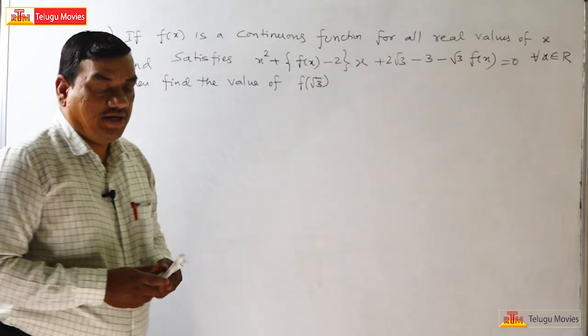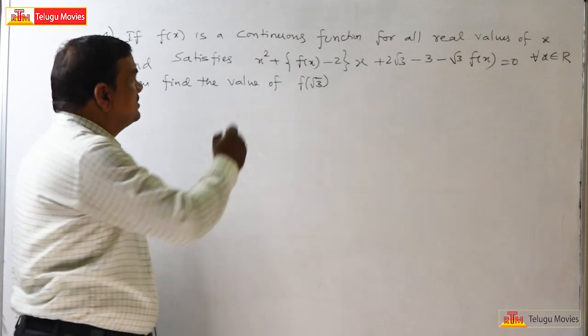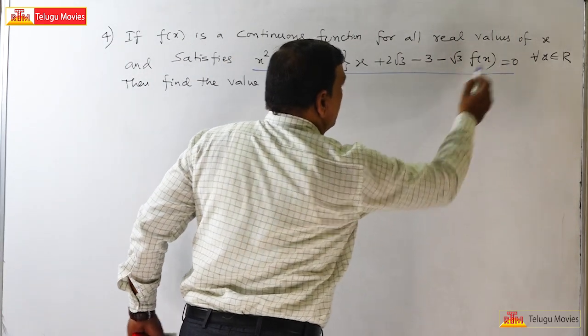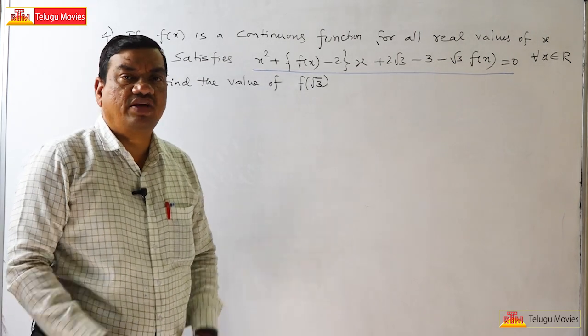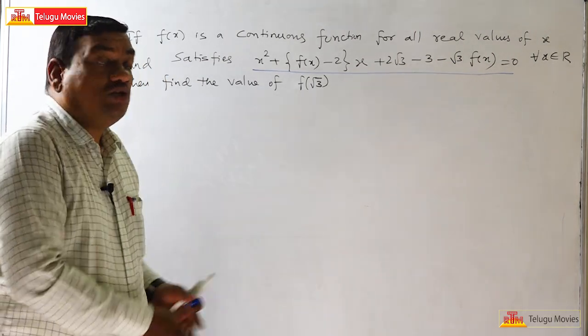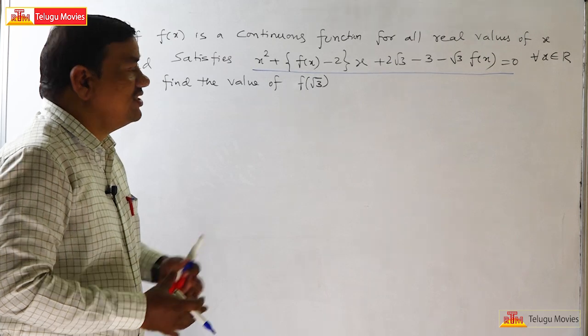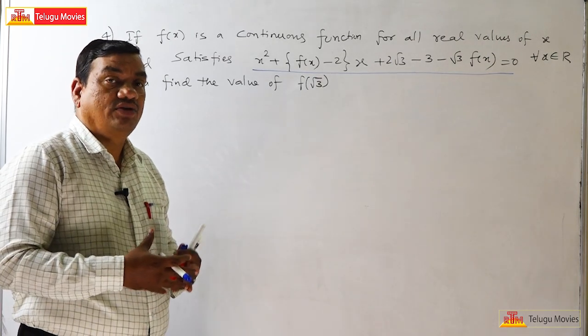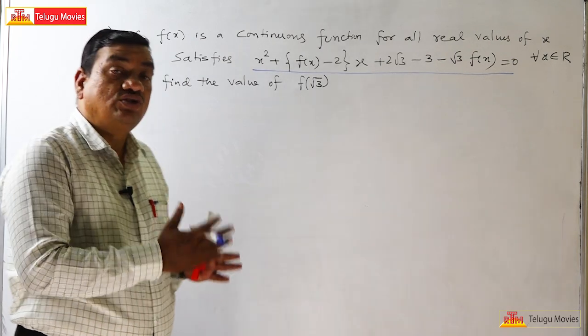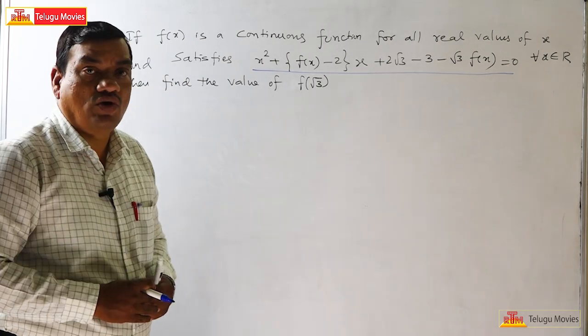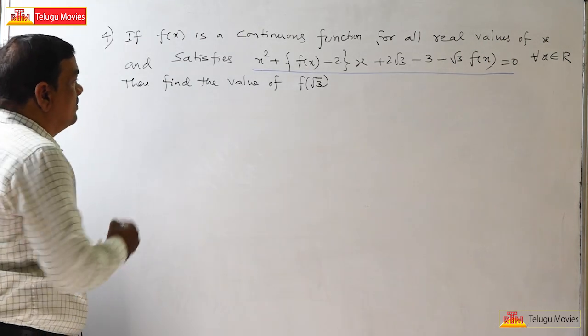First of all, observe this function. Generally in problems, it will be given very clearly that f of x is equal to something. But in this problem, it is not given like that. It is given just like a relation. Now, we have to write f of x as the subject. So that means f of x is equal to something you have to write down. So, from this, write down here.